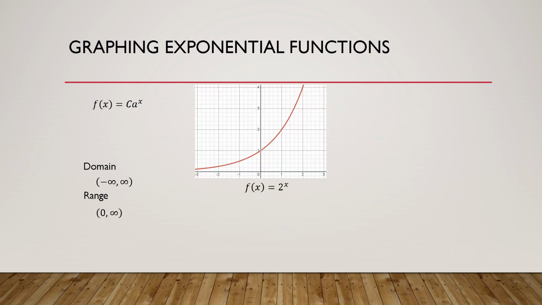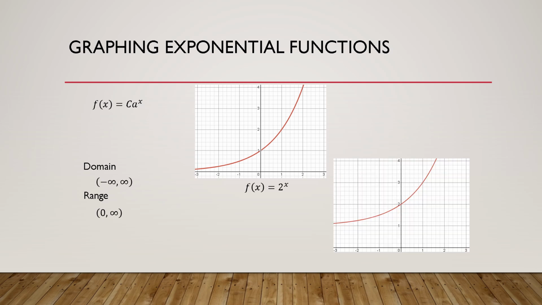From this base graph, transformations can be made by shifting the graph. For example, 2 to the x plus 1 shifts the graph up by 1 and changes the range to 1 to infinity. Negative numbers here would conversely shift the graph down and change the range accordingly.